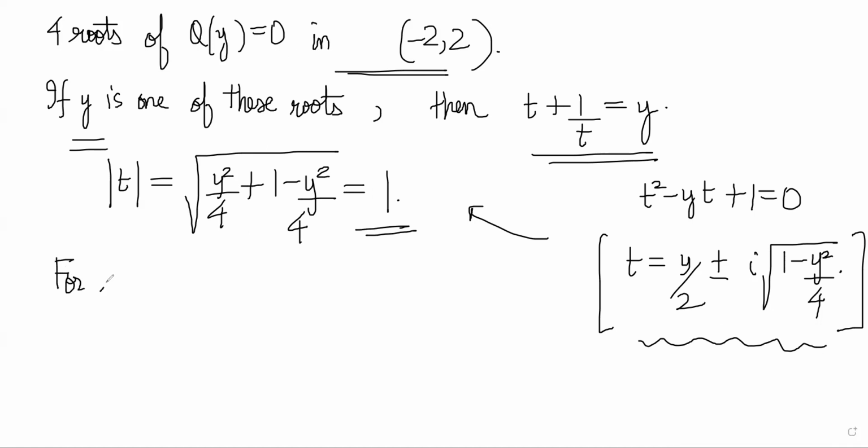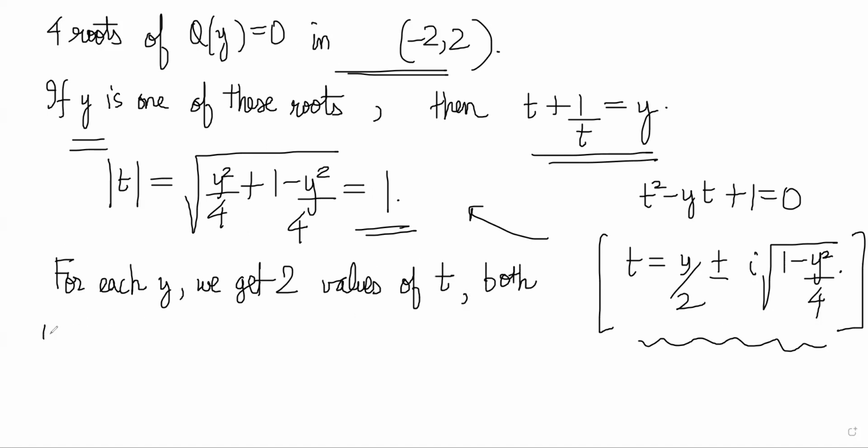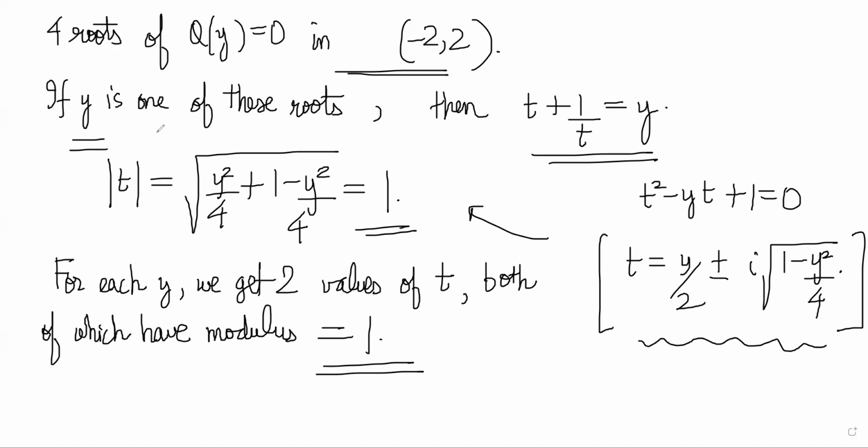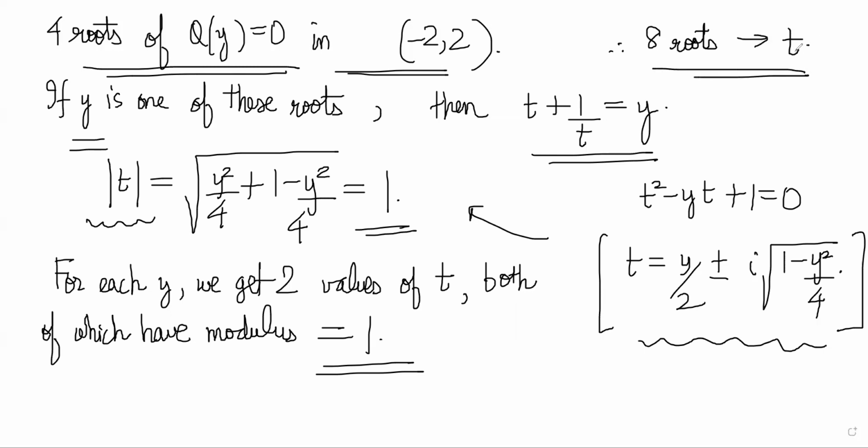So for each y, we get two values of t, both of which have modulus equal to 1. And therefore, for every y, we get two values of t, and there are 4 roots of q of y we got in minus 2 to 2. Therefore, there are 8 roots for t that we are getting. Once you get 8 different values of t, you can say our roots are r is equal to it. So we have found 8 roots of our original 8 degree polynomial.